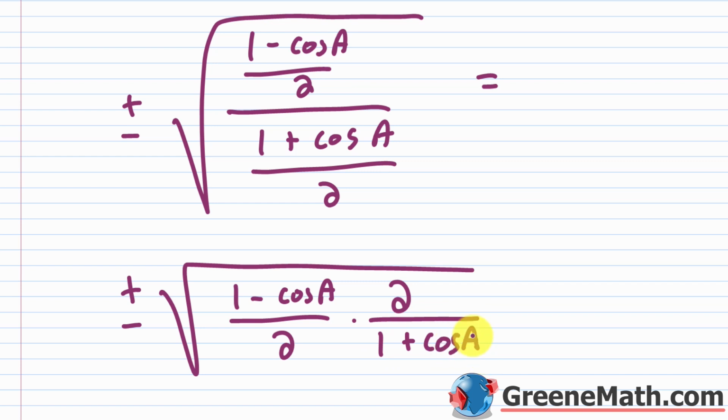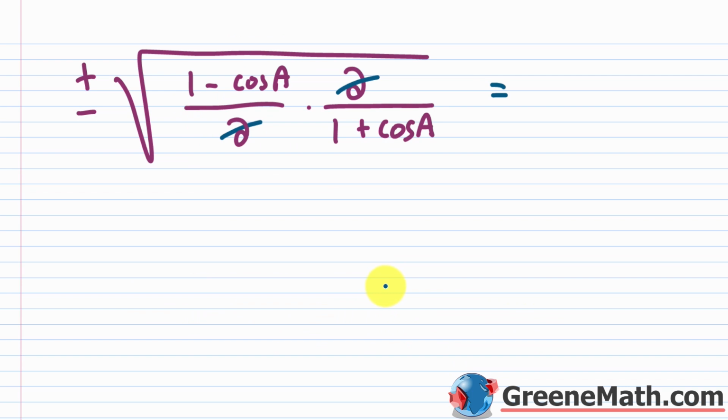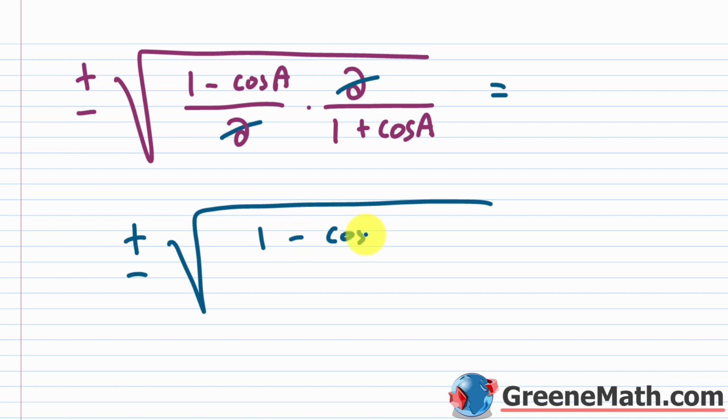And so the 2's are going to cancel. And so what does this give me? Well, at this point, I have my formula. So it's going to be plus or minus the square root of 1 minus the cosine of A over 1 plus the cosine of A. So that's what we're looking for.